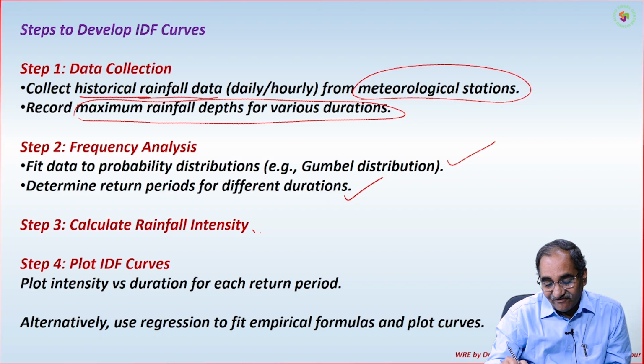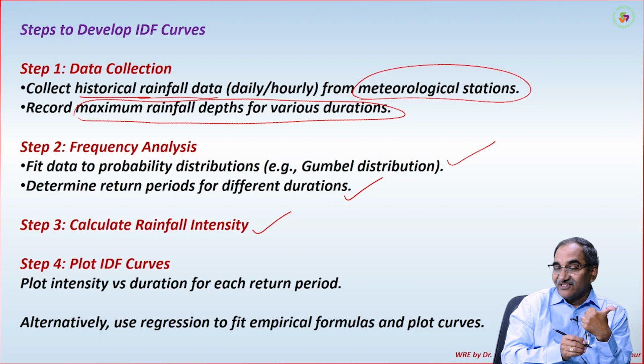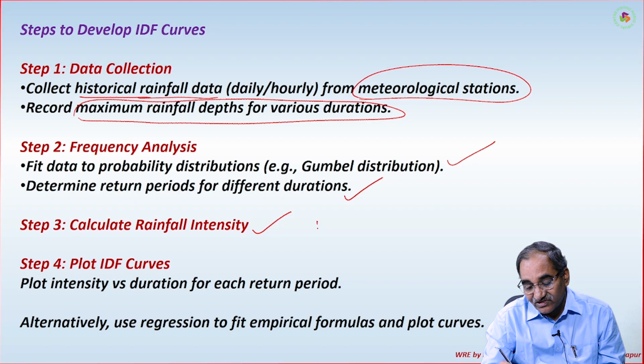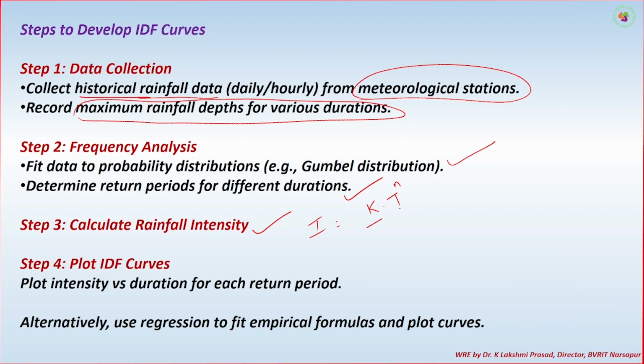Then calculate the rainfall intensity. How is the rainfall intensity calculated? Just now we have studied I is equal to K into T to the power of N, divided by (D plus d) whole to the power of M, where N and M are exponents of return period and duration. K is an empirical constant, which depends on the climatic factors of that particular place we are studying. Then plot the intensity versus duration for each return period.